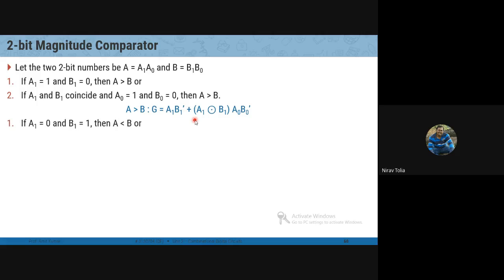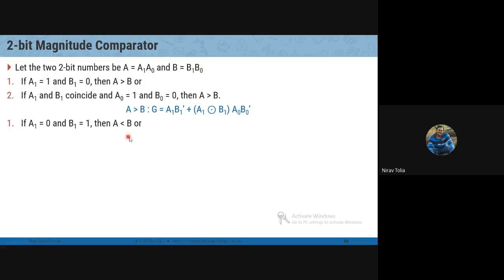A less than B is the opposite of A greater than B. Now we have to replace A with B, simply. So in that case, if my A1 is 0 and my B1 is 1, then we do not have to focus on A0 and B0. Then my A is always less than B.